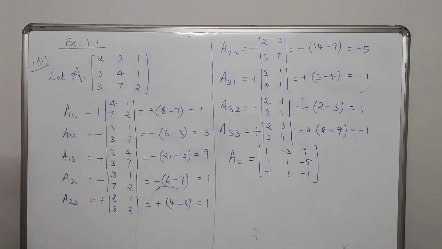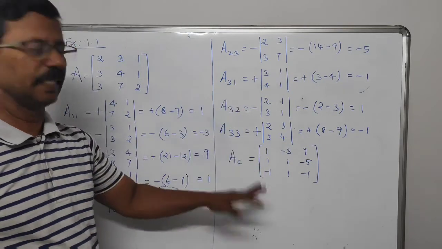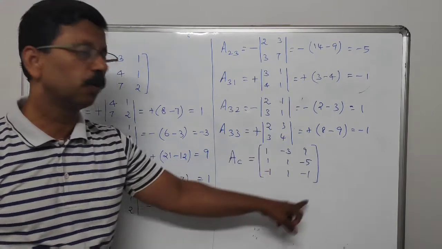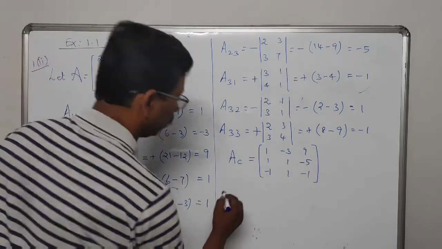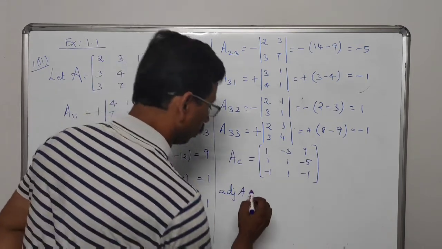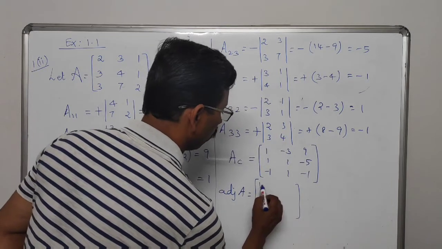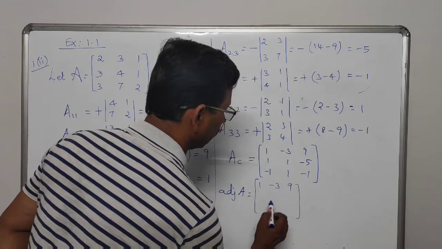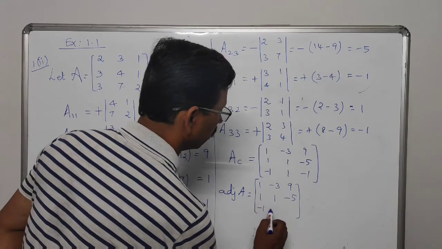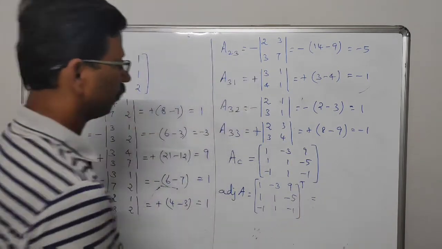Now we know very well the adjoint of the matrix A is nothing but the transpose of this cofactor matrix. Therefore we can find the transpose of this cofactor matrix. Now adjoint A is equal to the transpose of this matrix, which is equal to 1 minus 3 9, 1 1 minus 5, then minus 1 1 minus 1, whole transpose. That is the transpose of this matrix.